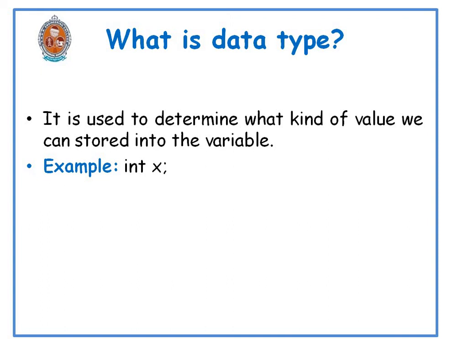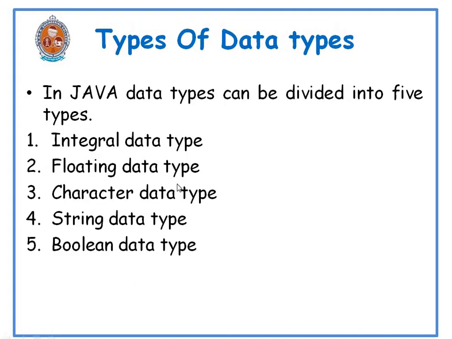For example, here we have the variable x of type int, where int is a data type and x is a variable name. That means we can store only integer data in the variable x. Coming to the types of data types in Java, data types can be divided into 5 types: integral data type, floating data type, character data type, string data type, and boolean data type.